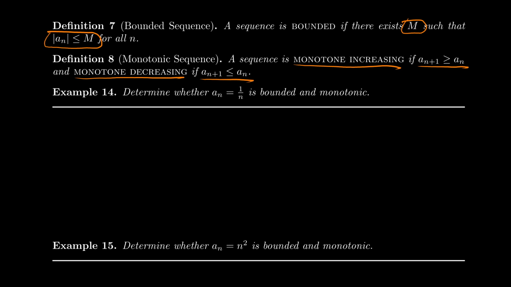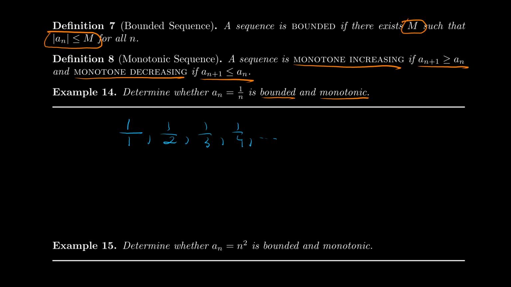So let's determine whether this is bounded, and let's determine whether this is monotonic. And I want to go back to blue because I prefer it. Okay, let's look at that. So let's look at a sub n equals 1 over n. Let's remember that that looks like 1 over 1, 1 over 2, 1 over 3, 1 over 4, so on and so forth. Okay, is that bounded?